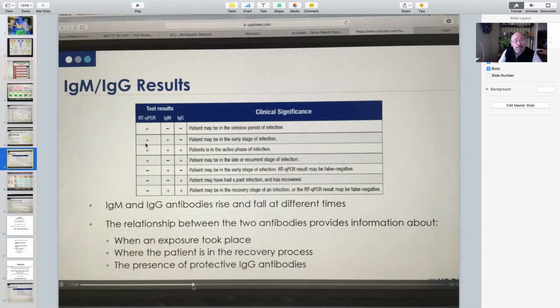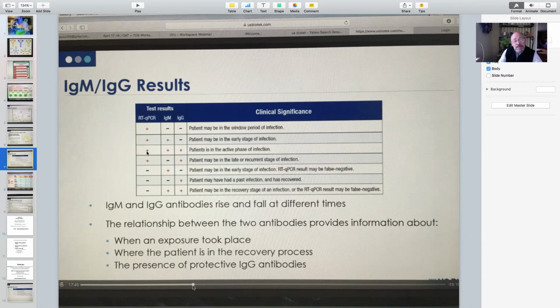If a patient had the PCR testing and the antibody test is positive for the IgM and negative for IgG, the patient may be in the early stages of infection, right? The IgMs are going up, but the IgGs have not kicked into gear yet.